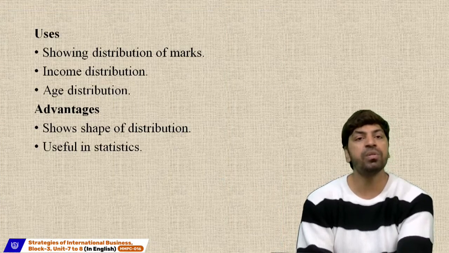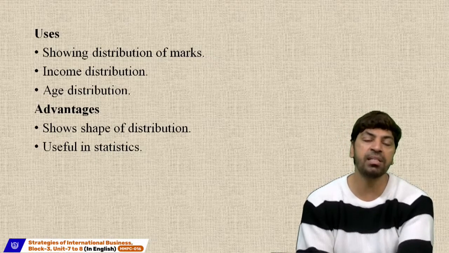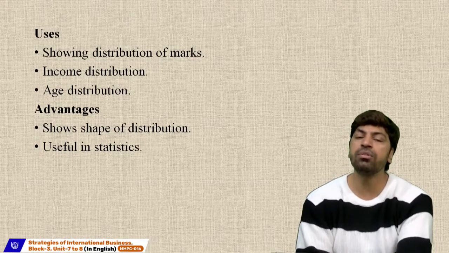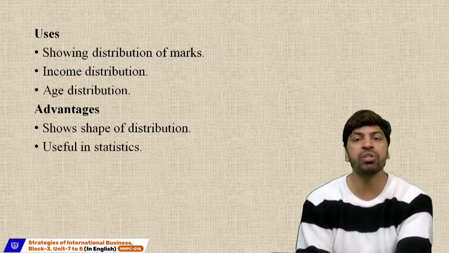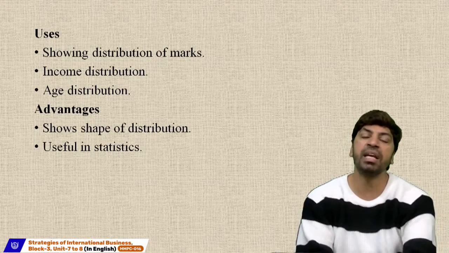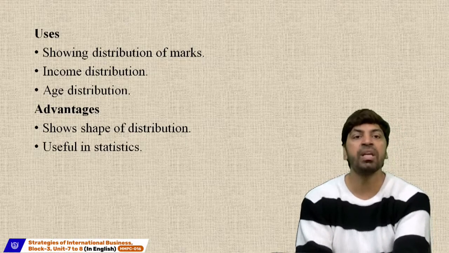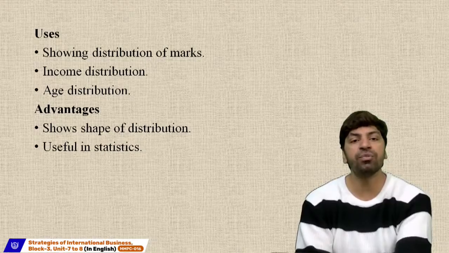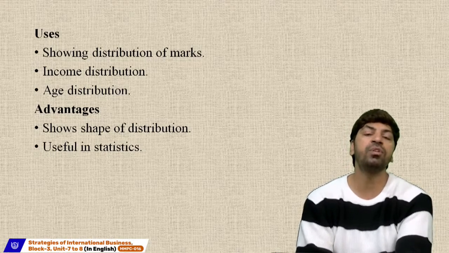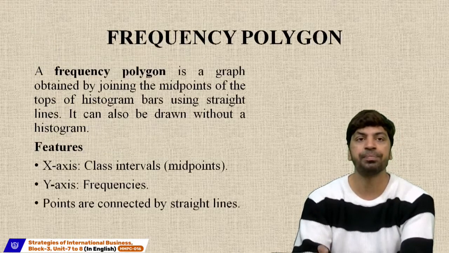What are the uses of a histogram? It shows the continuous data series, or the distribution of marks. It is also mainly used for income distribution, age distribution, or socio-demographic variables. Advantages of a histogram: it shows the shape of the distribution and is useful mainly in descriptive statistics.